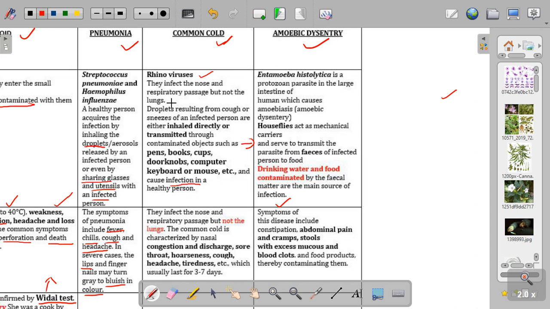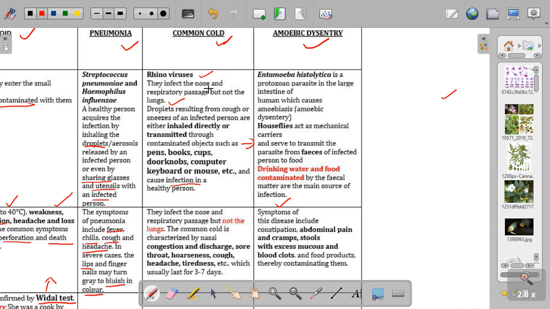Remember, the main target tissue of the rhinovirus is not the lungs. When you inhale the rhinovirus, it doesn't go into the lungs, but the best place for it to stay and cause symptoms is your respiratory tract. It can be the nasal cavity, it can be your pharynx.